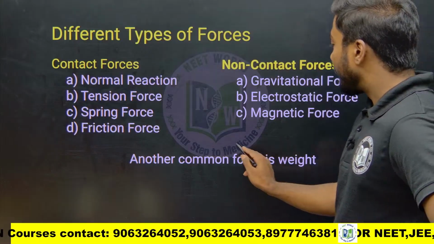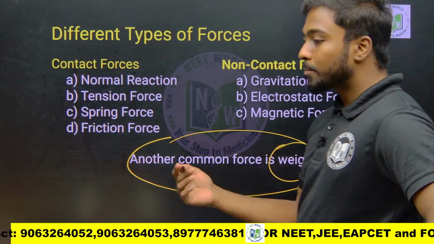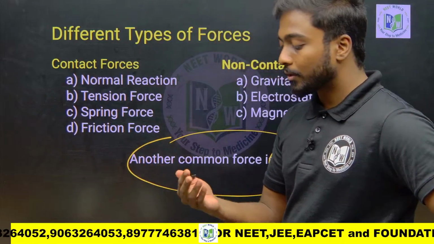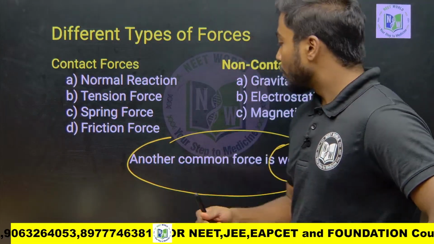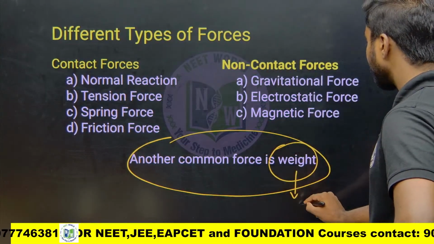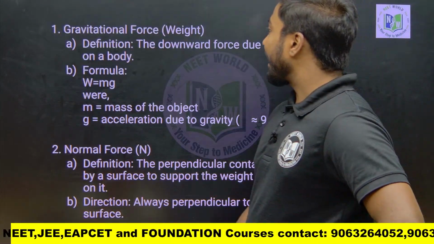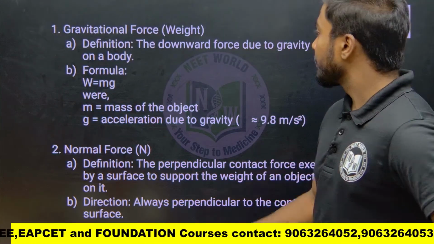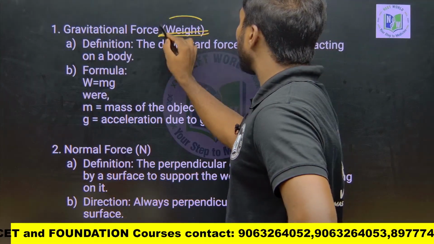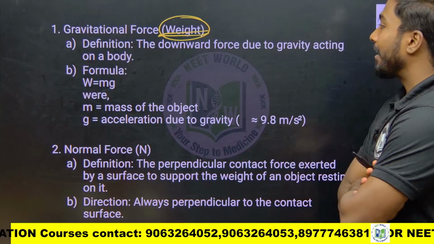So these are the forces which we are going to study in the 11th and 12th classes of physics. The common force is nothing but the weight. Whenever an object is on the earth's surface, weight will act. It's due to gravity. So the first thing is the gravitational force, that is weight. The definition is the downward force due to gravity acting on a body.